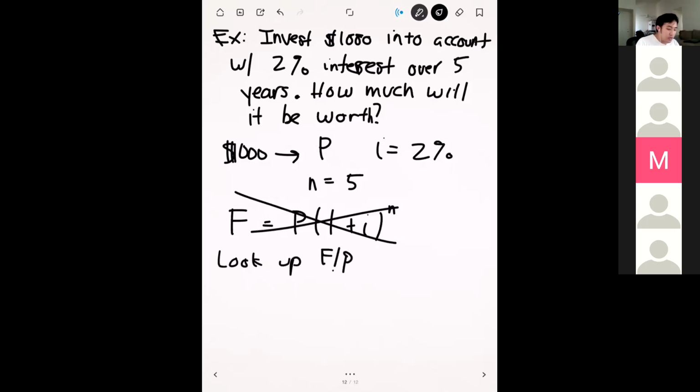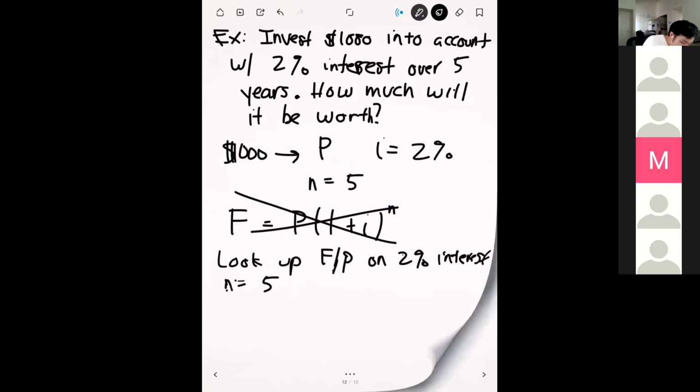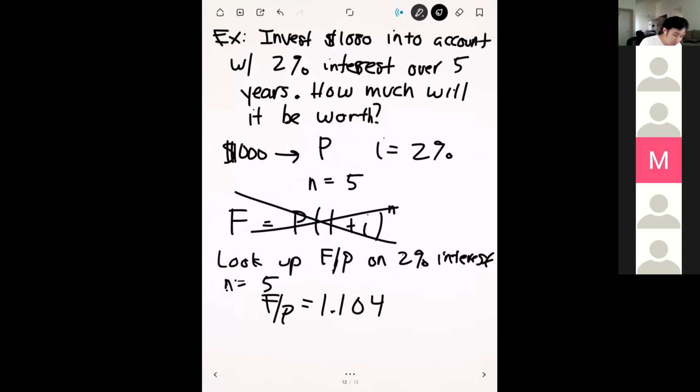In the compound interest tables, you would look up the factor of F over P for a 2% interest, and N is equal to 5 years. If we look up that value on the table, you would find that F over P is equal to 1.104. And so that's from the table.